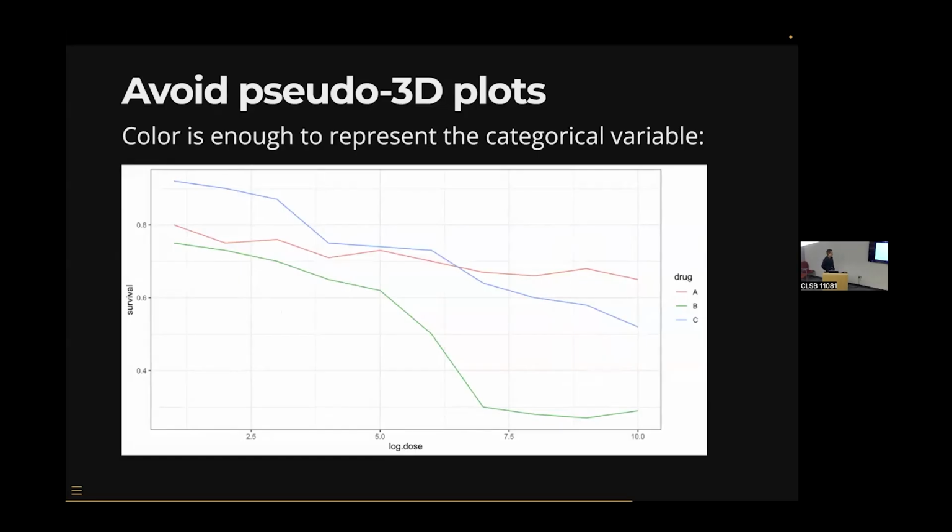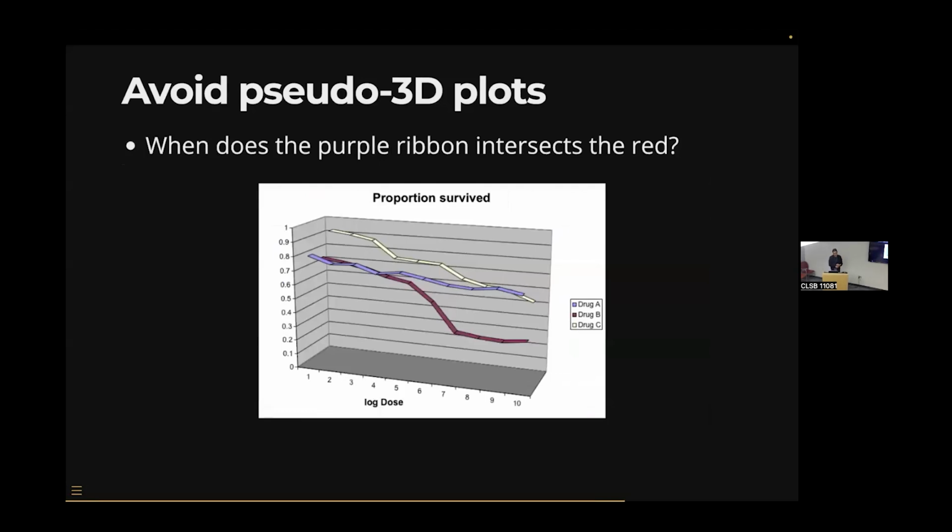First of all, it's very easy to see when they intersect. But also you just see better what's where. This is actually just gratuitous 3D. The third dimension doesn't even do anything because you're already using color to distinguish the three graphs.